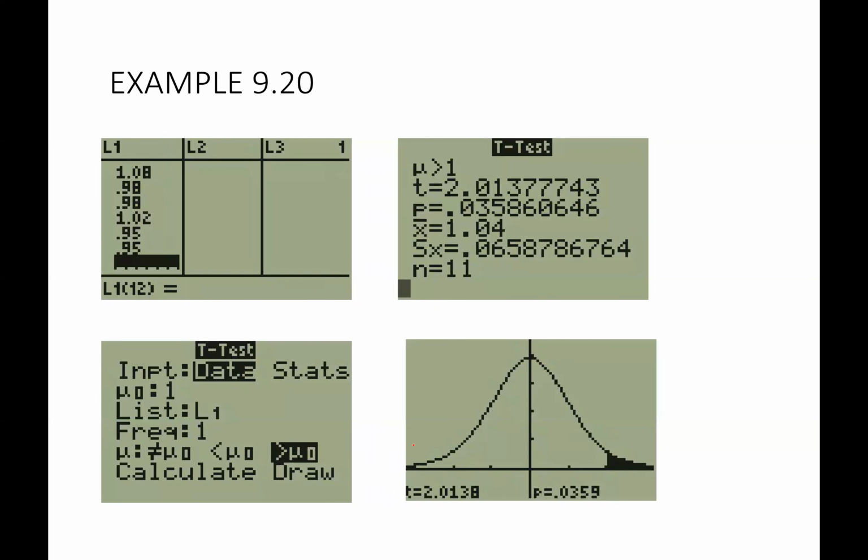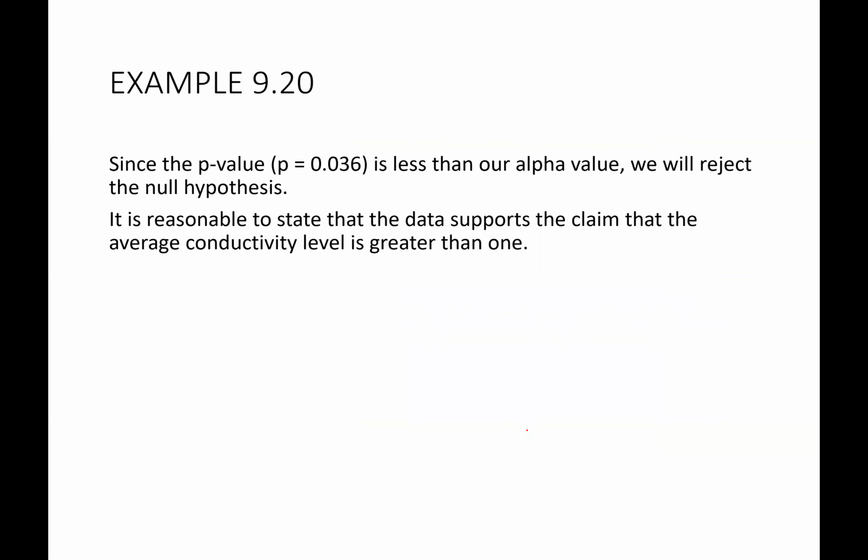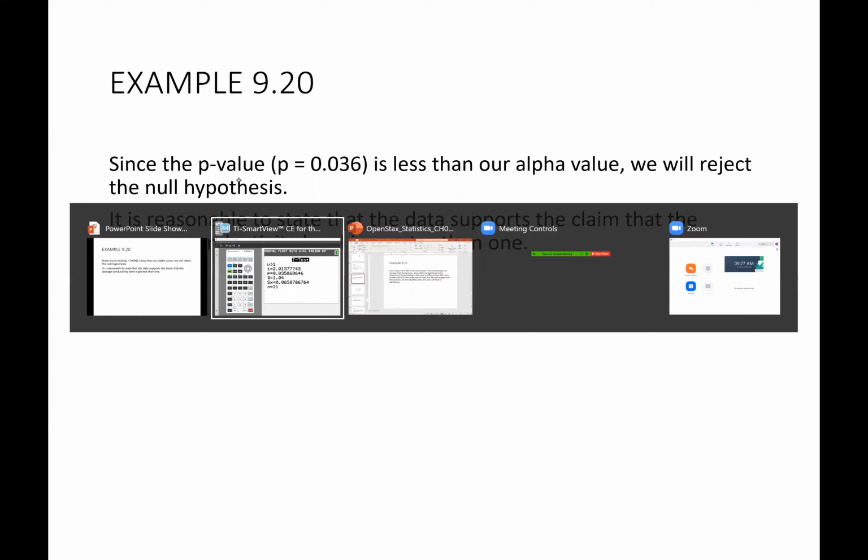And in your notes, in the PowerPoint slides, here is the step-by-step on your calculator how to do this. And the one thing we haven't done yet, which we probably should, is to draw this so you can see what this looks like. Since the p-value, p equals 0.036, is less than our alpha value, we reject the null hypothesis. It's reasonable to state that the data supports the claim that the average conductivity level is greater than 1. Okay, let's go back over there and let's do that drawing.